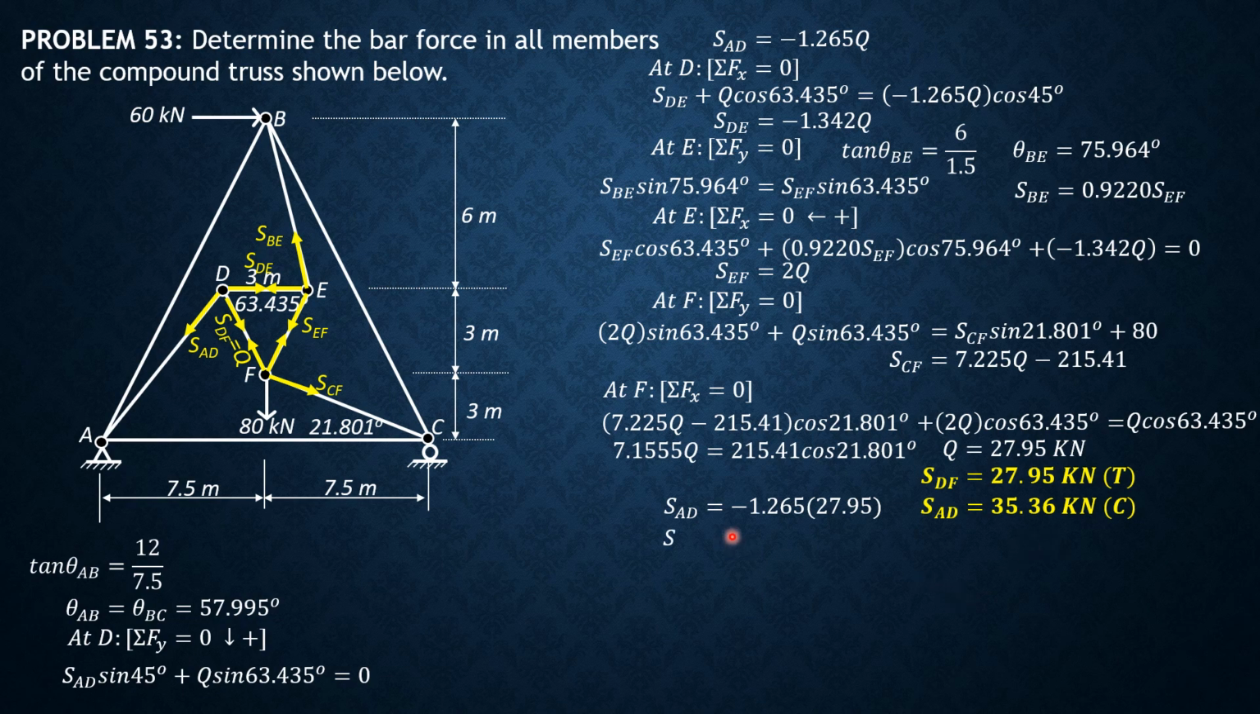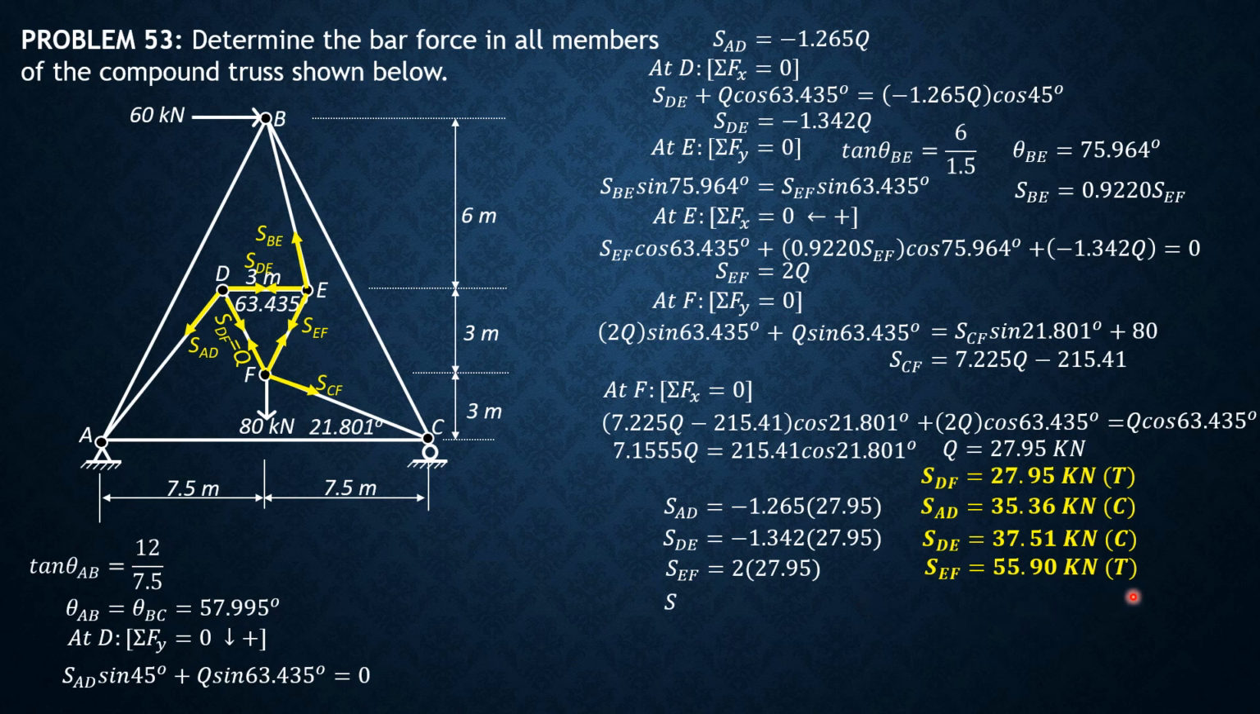Next is SDE, negative 1.342 of 27.95, so negative, so it is compression. SDE is 37.51 kilonewtons compression. Next is EF, which is equal to 2Q, so 2 times 27.95. SEF is 55.9 kilonewtons tension.